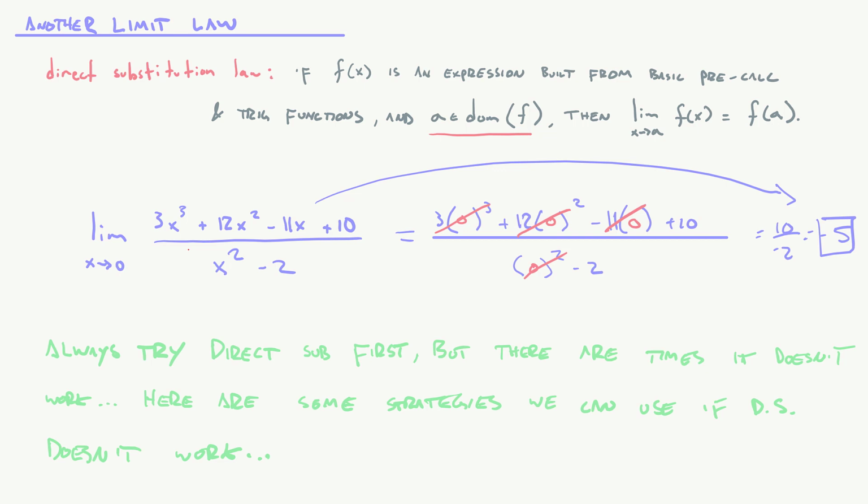Now, when you're evaluating some limits, you should always try to use direct substitution first. Sometimes it fails. The first thing that you should check is whether the thing you're approaching is even in the domain of the function you're taking the limit of. But always try direct substitution first. There are still times that it doesn't work, and so I wanted to go over some strategies you could use if direct substitution does not work out for you. So here's a few more examples.